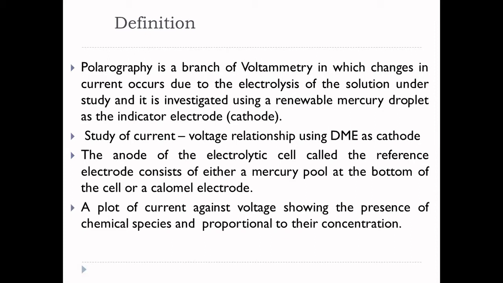Basically, it is a study of changes in current against voltage. Based on that change, we can find the concentration of a solution or of a species, and that is known as the polarographic method. If the DME is taken as the cathode, then what is the anode? A mercury pool or a calomel electrode is taken as the anode. The plot of current against voltage shows the presence of chemical species and their concentration.